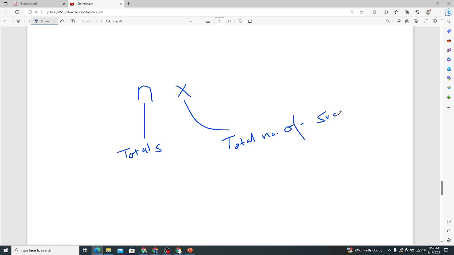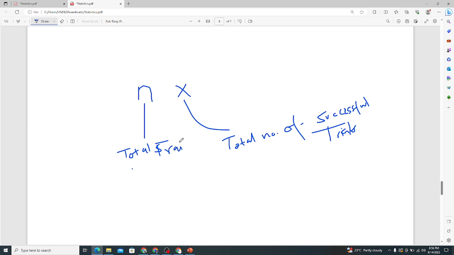Let me just illustrate that. In binomial we usually have n and we usually have x. n is the total number of trials, then x is the total number of successful trials.